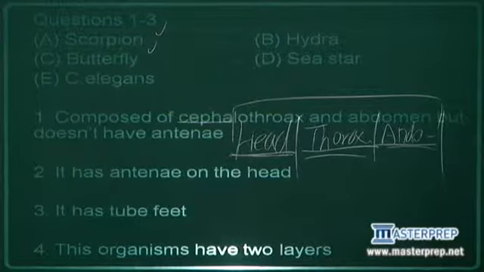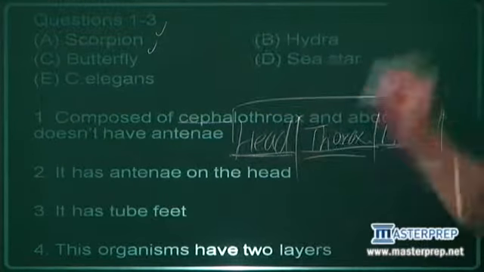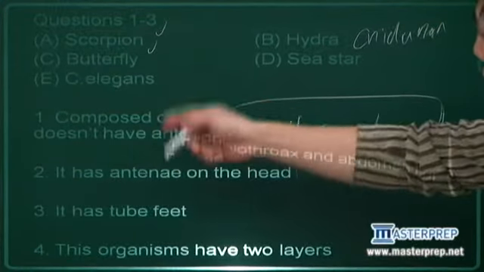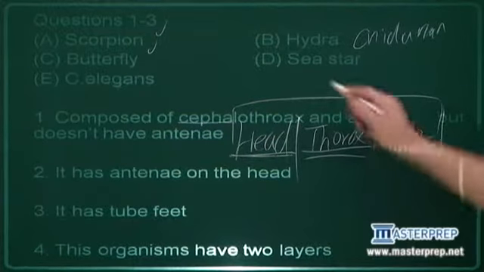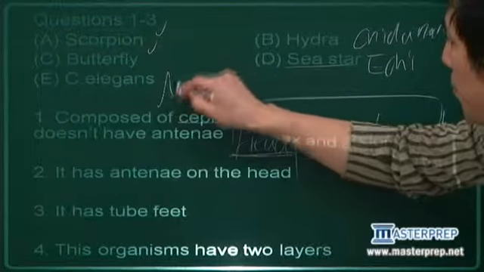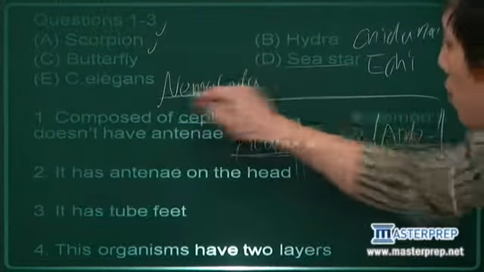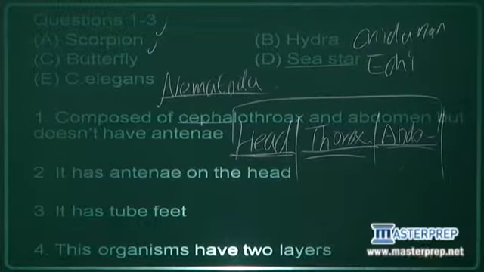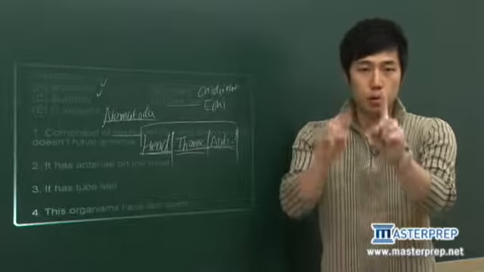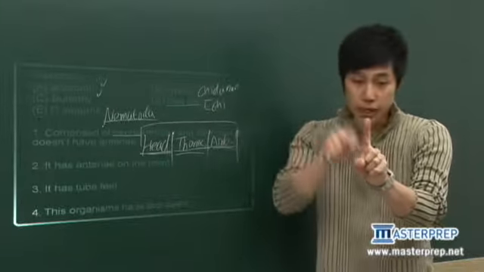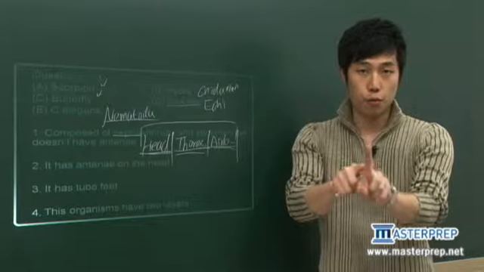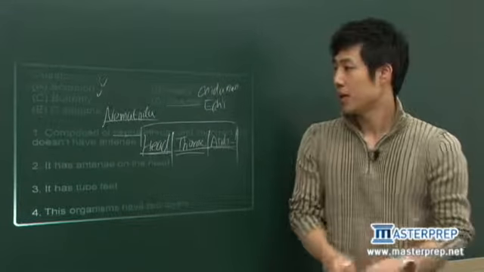So scorpion is arthropod and its class is arachnid. And hydra, this is cnidarian. Butterfly, this is insecta, class insecta, right? Sea star, this is a phylum Echinodermata. And the C. elegans, nematoda, which is roundworm. Okay, most of students still get confused between roundworm and the segmented worm. Okay, nematoda, you need to remember only one example, C. elegans. That is the only example you need to know. And Annelida, earthworm, okay, earthworms, segmented worms, okay.